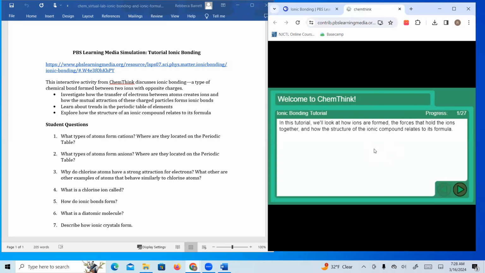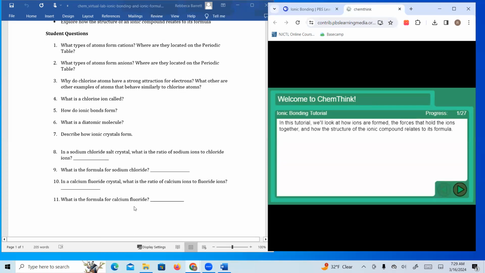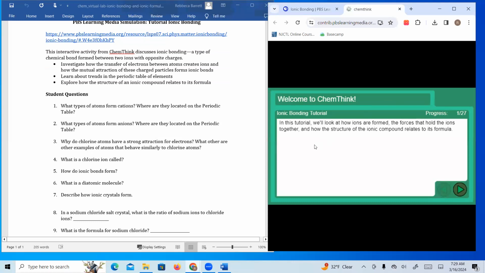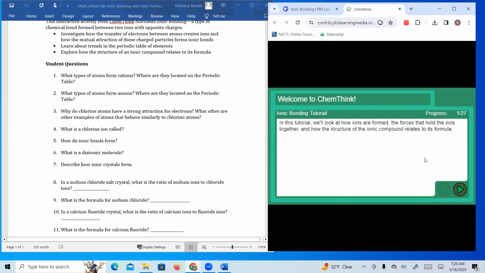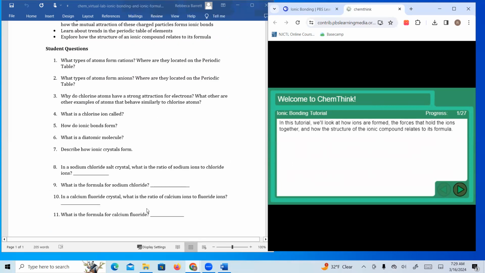When you do that, you get this interactive tutorial to open up. Throughout this activity, it's going to discuss ionic bonding and investigate how the transfer of electrons between atoms creates ions and how the mutual attraction of those forms ionic bonds. We're going to use that to learn about some trends in the periodic table and explore how the structure of a compound relates to its formula. There are several questions here to answer related to both what you've talked about in class and what you see in the tutorial. So using what you read here and do here and what you know, you can answer these questions.